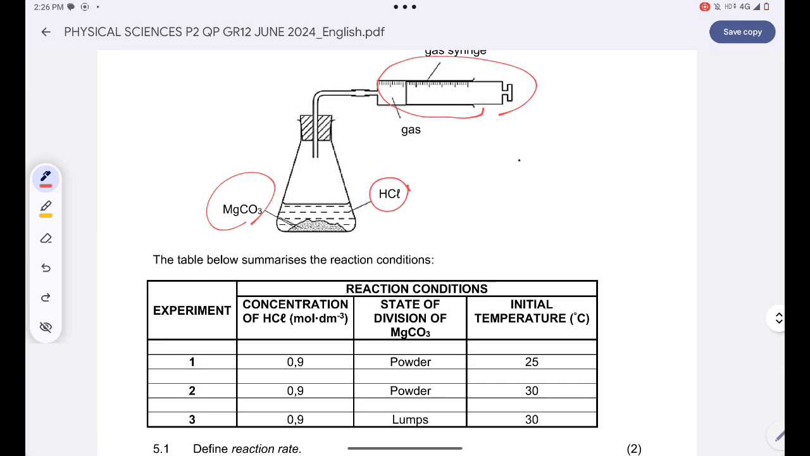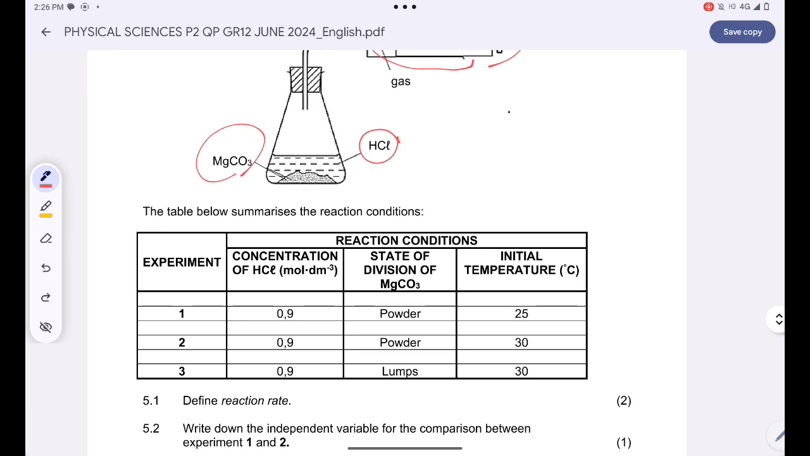Okay, let's check guys. The table below summarizes the reaction conditions. So the learners conducted 3 experiments. In experiment 1, they used a concentration of 0.9 moles per cubic decimeter of hydrochloric acid, and the state of division of our magnesium carbonate is in powder form, and then they used room temperature, or rather they used 25 degrees Celsius.